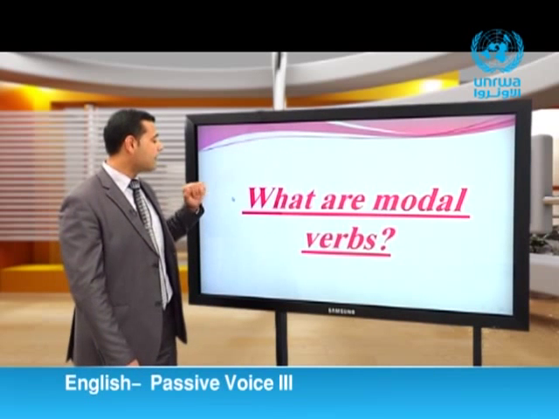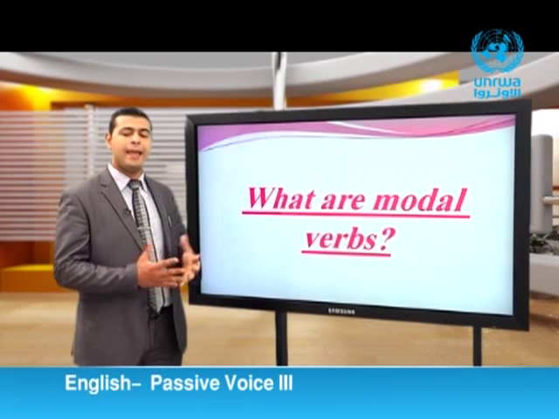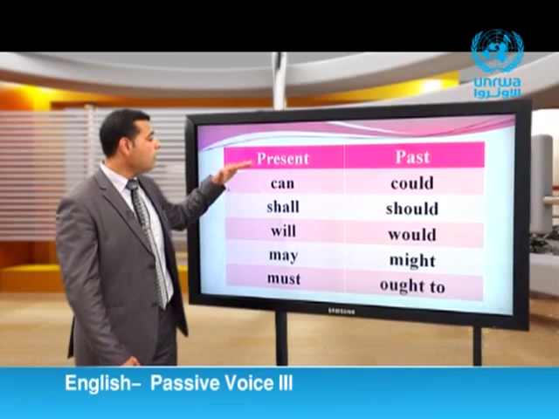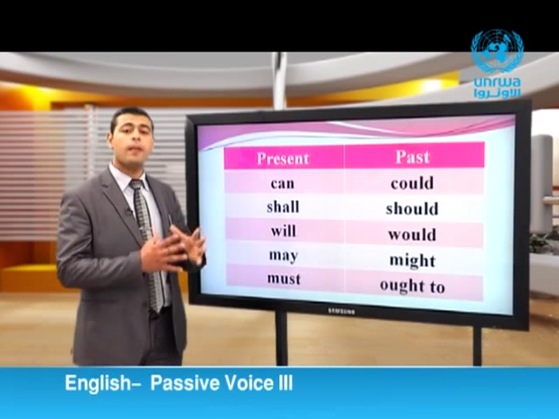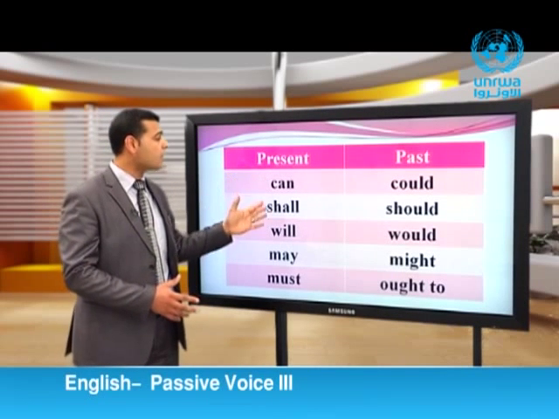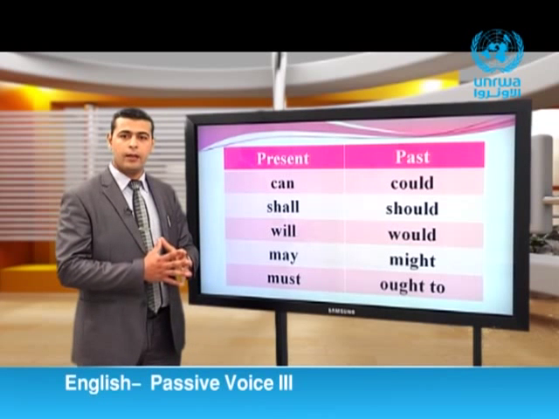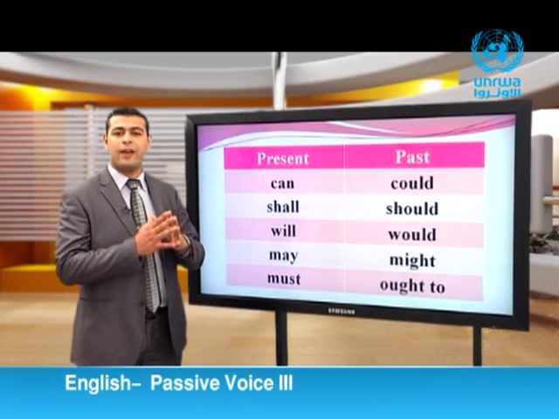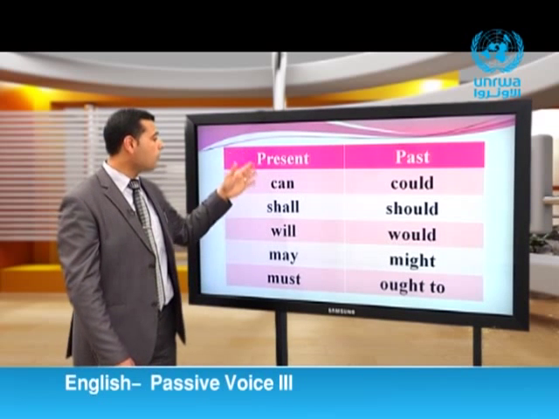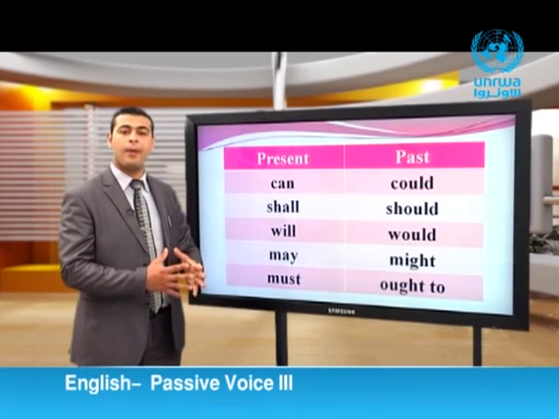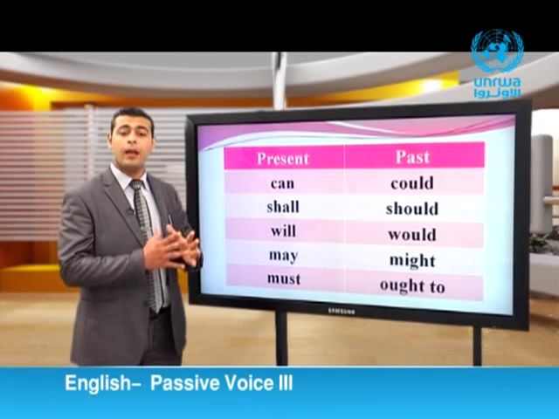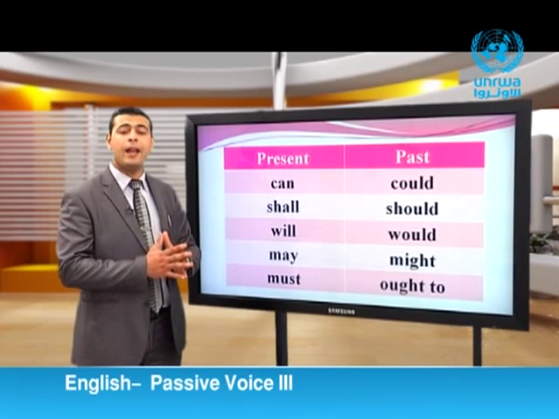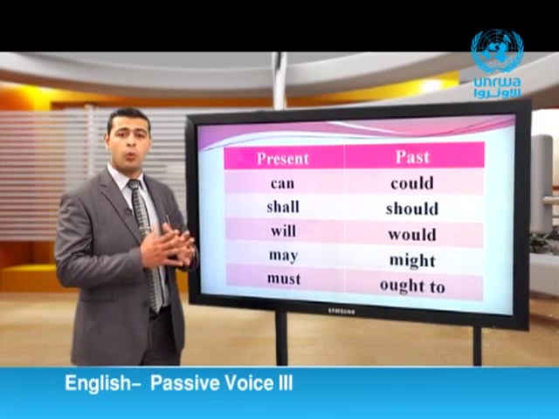First of all, let's look at what are modal verbs. ما هي الأفعال الناقصة؟ Modal verbs, الأفعال الناقصة, are the verbs that have only the first and the second form of the verb. الأفعال الناقصة هي الأفعال التي لا تقبل أكثر من التصريف الأول والتصريف الثاني. The first form is in the present and the second form is in the past. So that we call them أفعال ناقصة. إذن لماذا سميناها أفعال الناقصة؟ لأنها لا تقبل أي تصريف ثالث أو رابع.